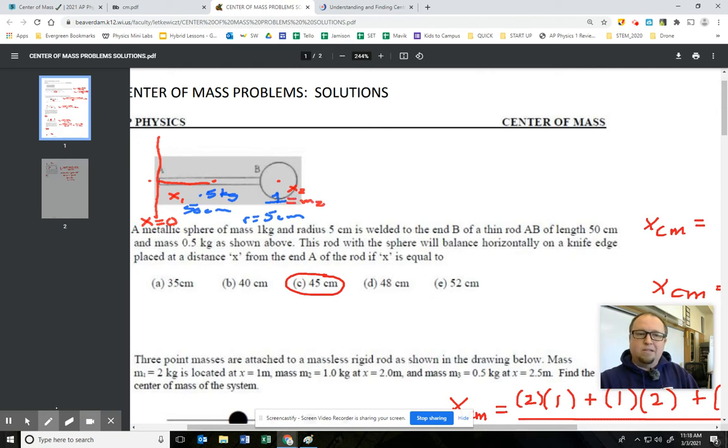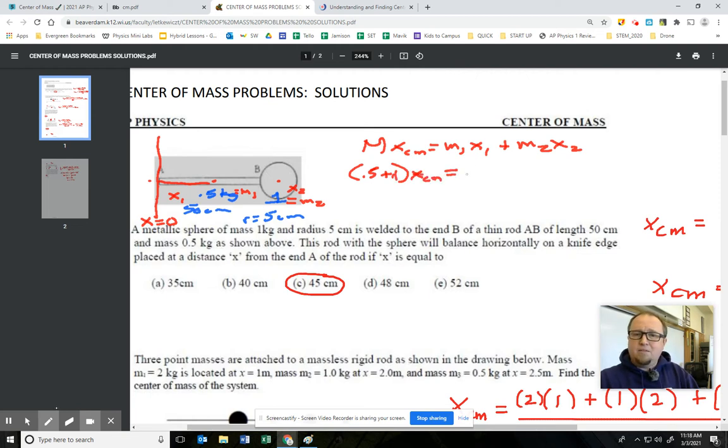Mass 2 is going to be 1 kilogram. Mass 1 is going to be 0.5 kilograms. So what we do is we say the total mass times the position of the center of mass equals mass 1 times its center of mass position plus mass 2 times its center of mass position, okay? So the total mass is going to be 0.5 plus 1. I don't know where its center of mass is, so I'm just going to put an X there, okay?